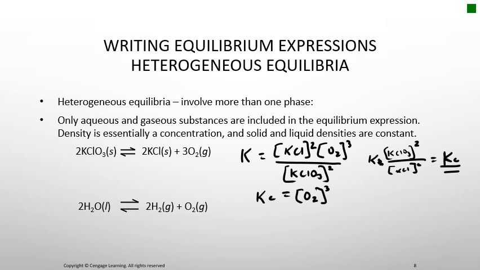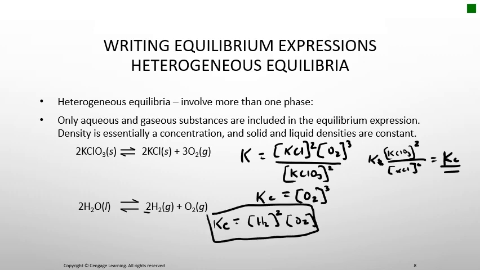As we look at our bottom example where we have the electrolysis of water taking place, we're breaking down liquid water, forming hydrogen and oxygen gas. So for this one, we would just simply write Kc is equal to the concentration of the H2, again, it has a coefficient of 2, squared, times the concentration of O2 to the first power. So that would be my final answer.